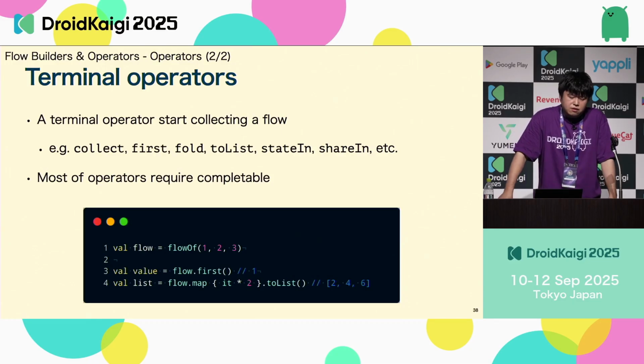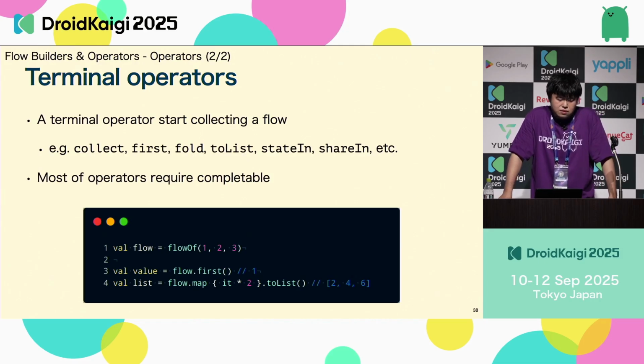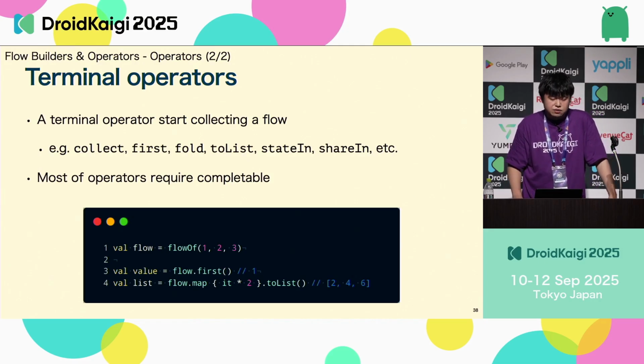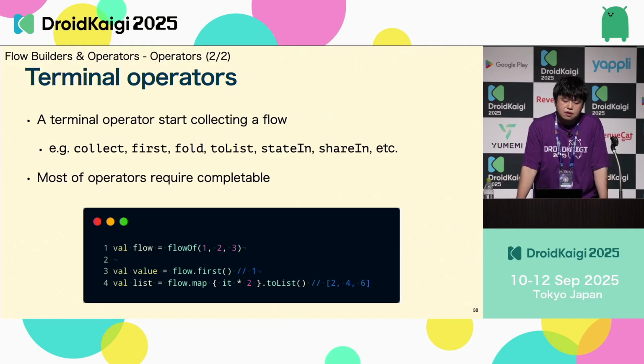A terminal operator starts collecting a flow and produces computed values. An operator to create a hot flow like stateIn is also a terminal operator, as it causes the side effect to an upstream when it's called. Most of terminal operators require completable, so please consider using intermediate operator to ensure you get a completable flow if required.